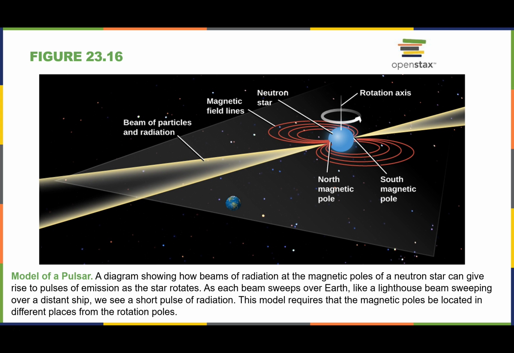This is just showing you the same thing. So not all neutron stars would we see as pulsars, but when we see a pulsar, it's coming from a neutron star.